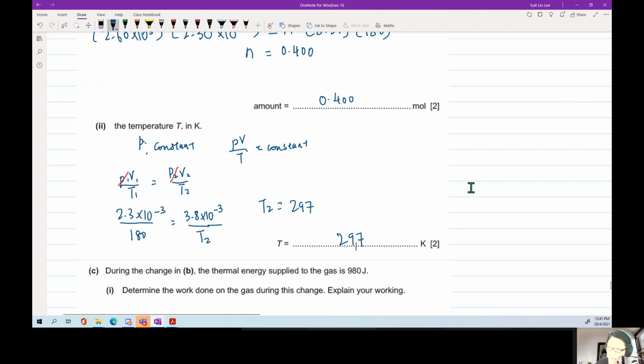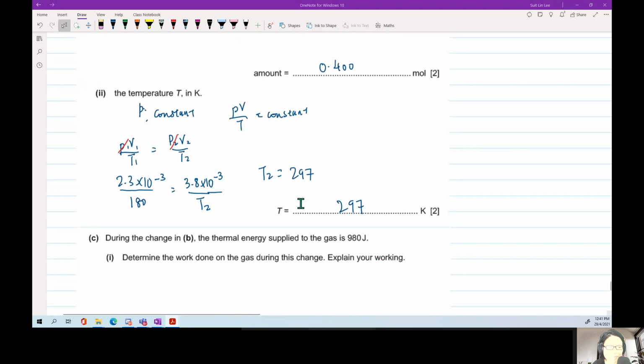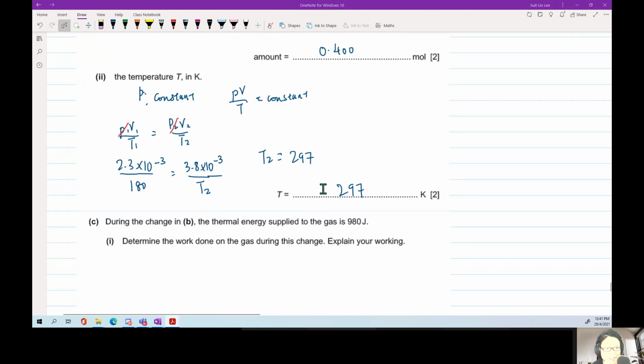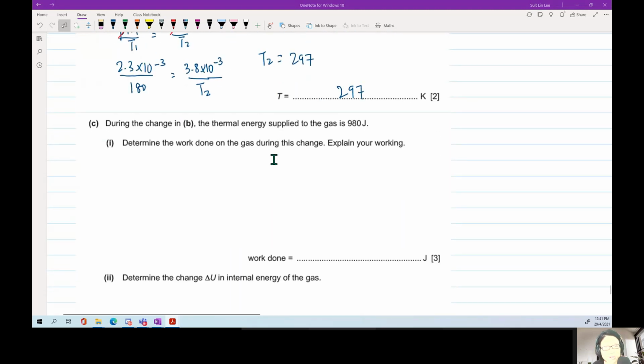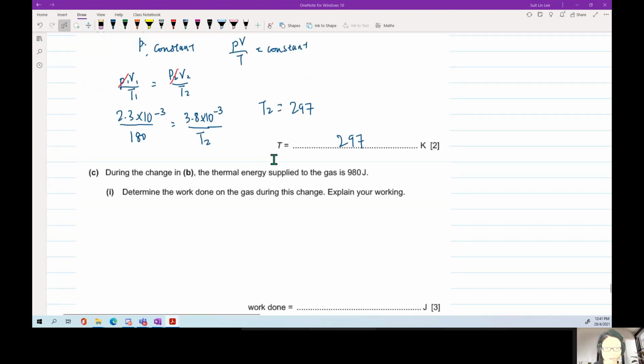Okay, so whenever there's a change in pressure, volume, temperature, especially if they are constant, then we can use this kind of relationship. Okay, so during the change in B, because the temperature has increased from 180 Kelvin to 297 Kelvin, there's also a heat added, plus Q.